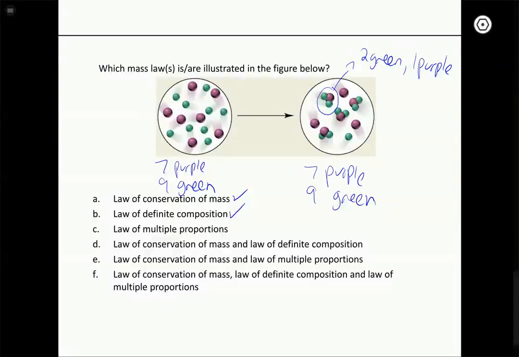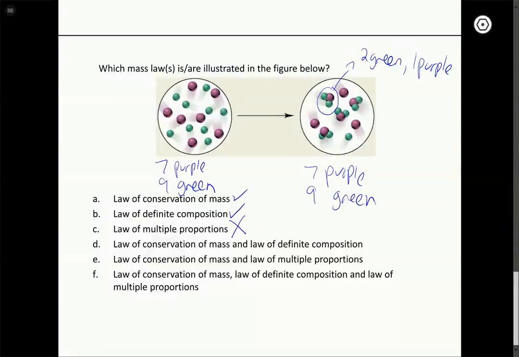Law of multiple proportions, remember that in order for this to be demonstrated, we need to have 2 different compounds formed from the same elements. And if we look at the compounds that are formed over here on the product side, we only have one kind. Everything has 2 green and 1 purple. 2 to 1, 2 to 1, 2 to 1, 2 to 1. So there's only one compound formed from these 2 elements in this particular reaction. So the law of multiple proportions is not demonstrated or illustrated by this figure below.